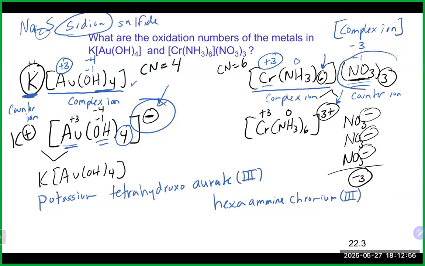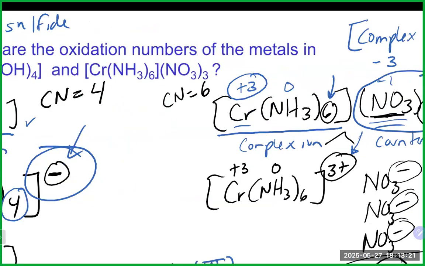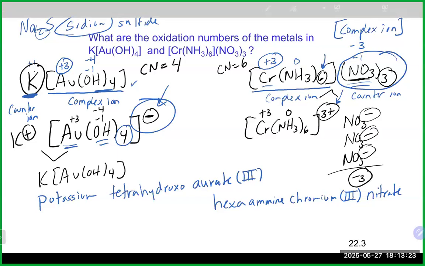And now we come to our counter ion. So as I mentioned before, even though there are multiples of the counter ion, it doesn't matter in terms of the name. We just use the name of it. In this case, the name is a polyatomic ion name, which is nitrate. And this would be nitrate here. So a little hexaamminechromium(III) nitrate. Question on that there.